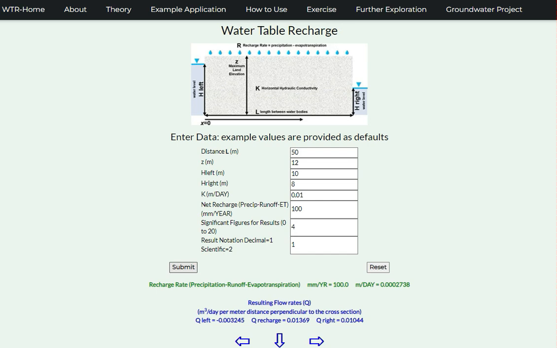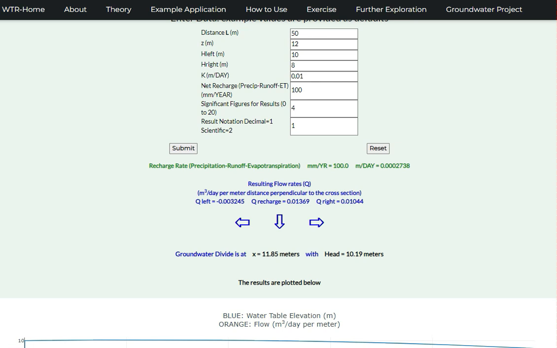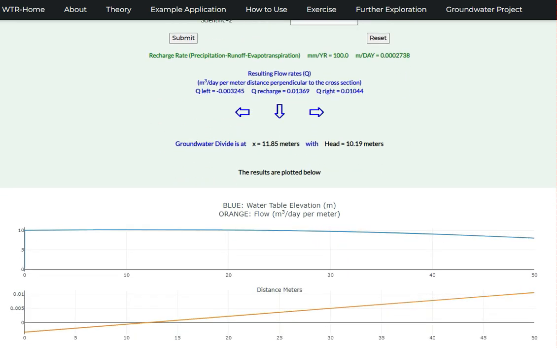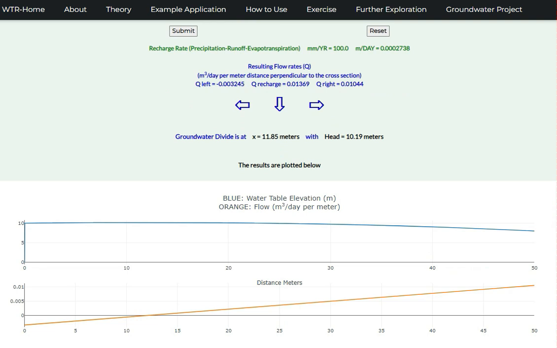The net recharge is precipitation minus runoff minus evapotranspiration and is shown in millimeters per year and converted to meters per day. Next, flow to the left, top, and right boundaries is printed in cubic meters per day per meter of length into the drawing. That is, flow to or from each meter of land at the surface and each meter along the bank of the water body represented by the constant heads. Positive values represent flow to the right or down. Negative values represent flow to the left or up.